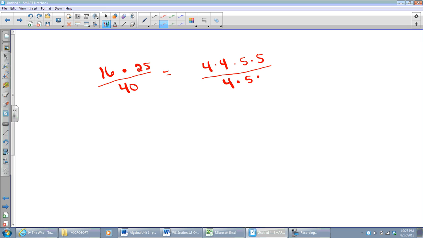Now, I could think of 40 as 4 times 5 times 2. And then one of those 4's could cancel with one of those 4's because 4 divided by 4 is 1. 5 could cancel with 5 because 5 divided by 5 is 1. And then I could also do this. 2 can go into 4 2 times because wouldn't 4 over 2 simplify to 2 over 1, or more plainly 2? So what happened is my entire denominator canceled out, leaving me with 2 times 5, or just plain old 10.